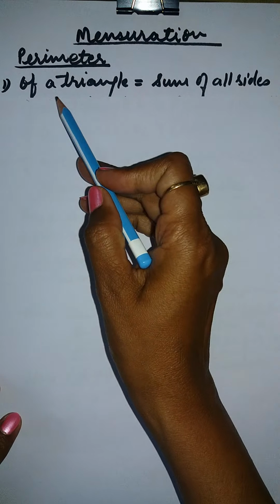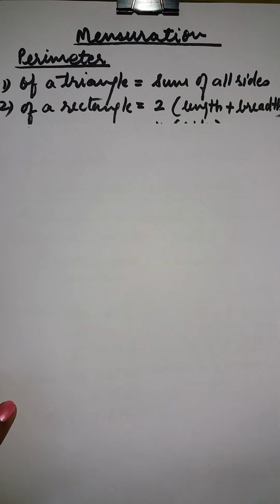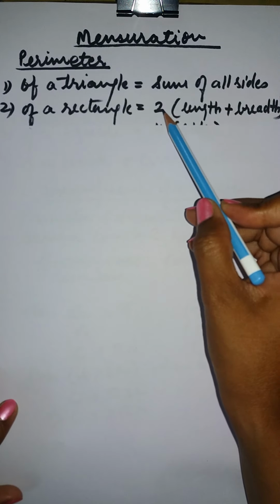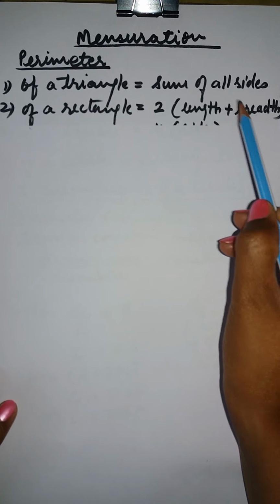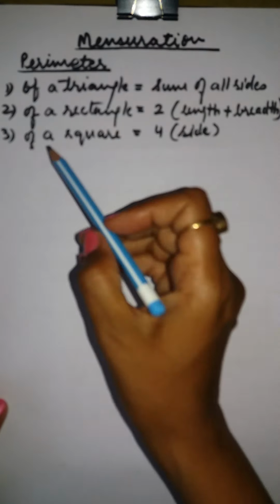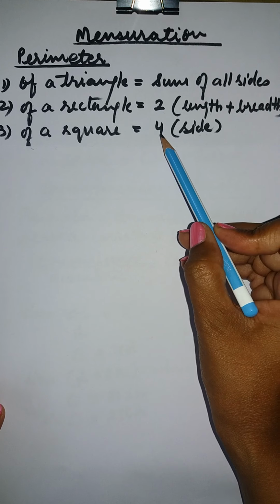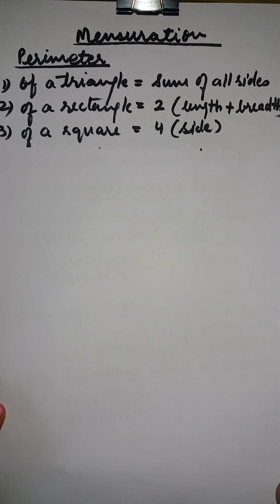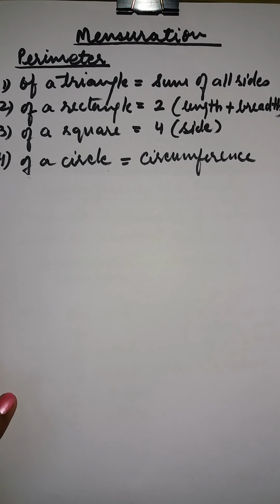Hello everyone. Our today's topic is mensuration. We have learned about perimeter of rectilinear plane figures and their areas, like perimeter of a triangle, sum of all three sides. Perimeter of rectangle, twice the sum of length and the breadth. Perimeter of a square, 4 into sides. Now in this we will learn about perimeter of circle.